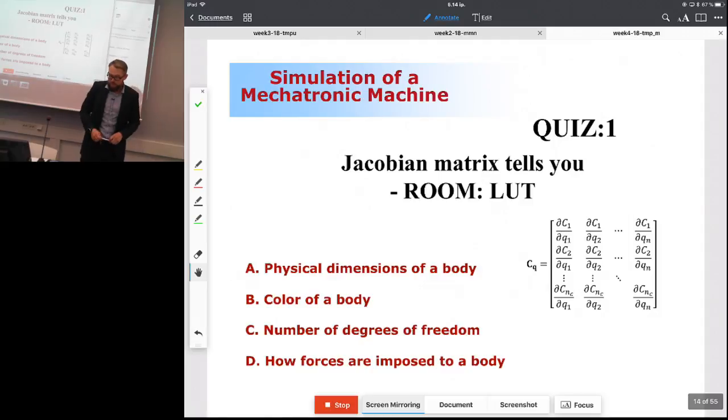Jacobian matrix tells you what? Physical dimension of the body, color of the body, number of degrees of freedom, how forces are imposed to the body.